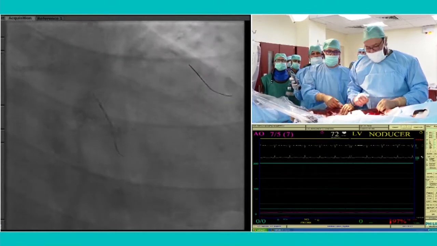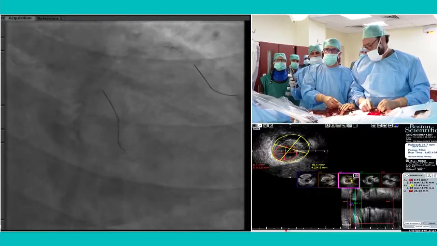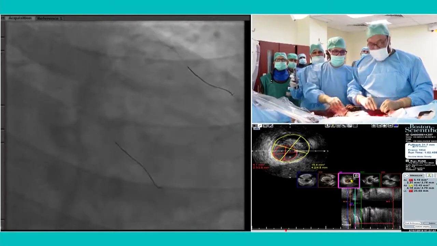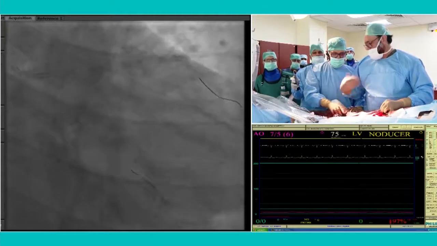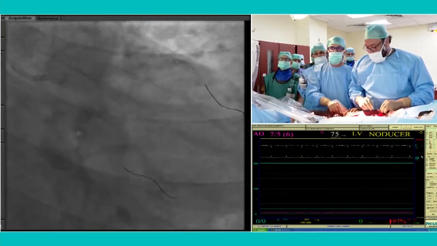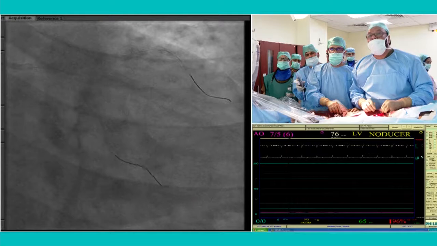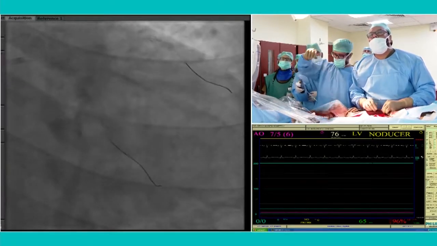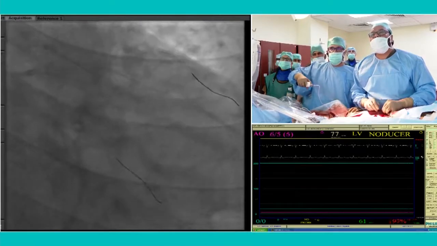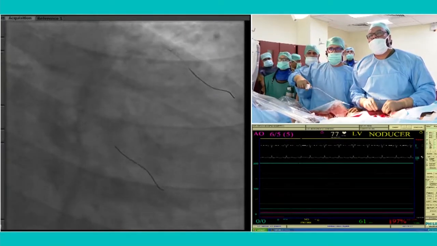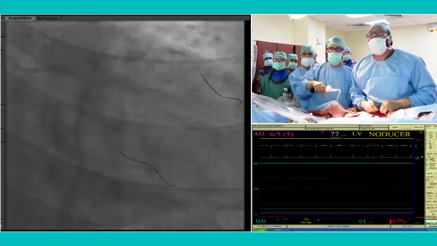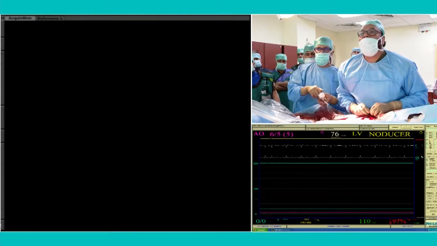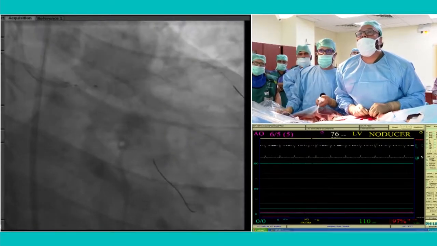Yes, after the POT, we will do the IVUS. We change it. We put it on that. So that's our 5.0 by 10 millimeter balloon for the POT. Yeah, I think we are good.